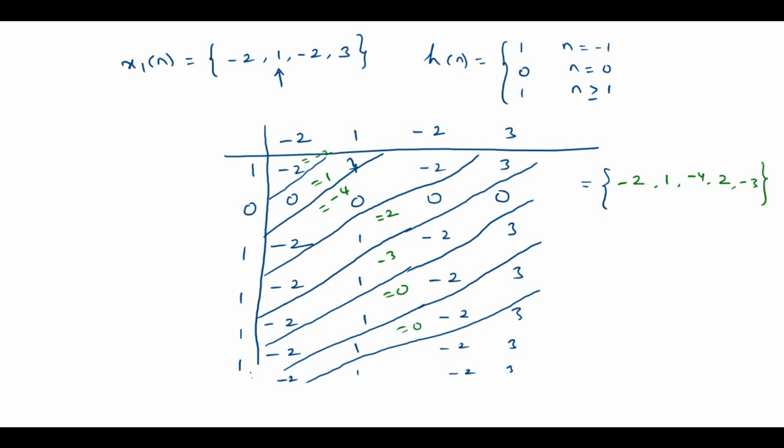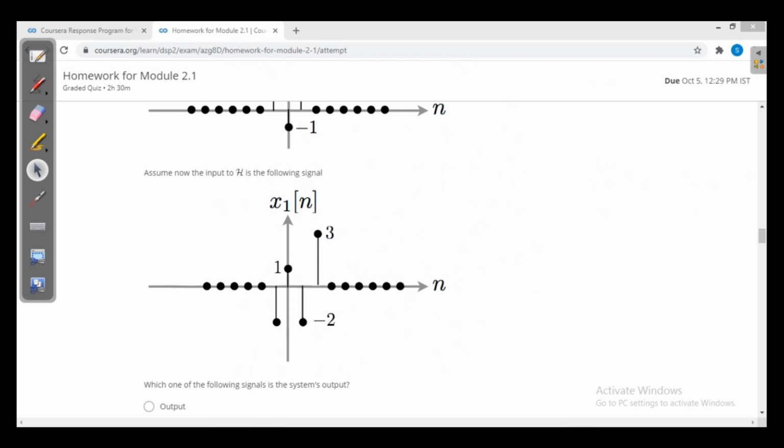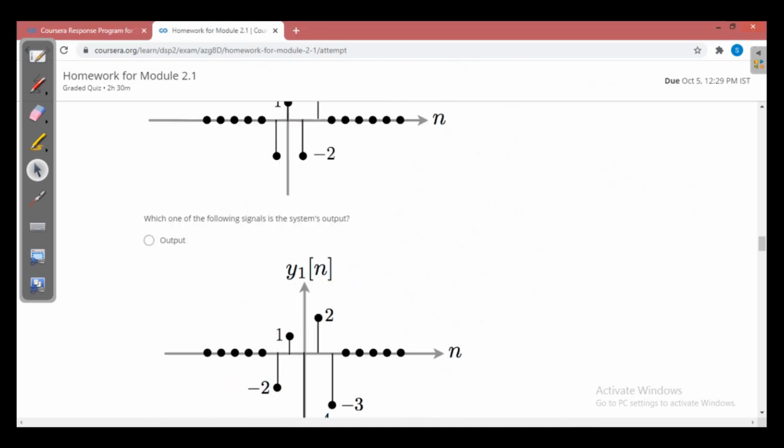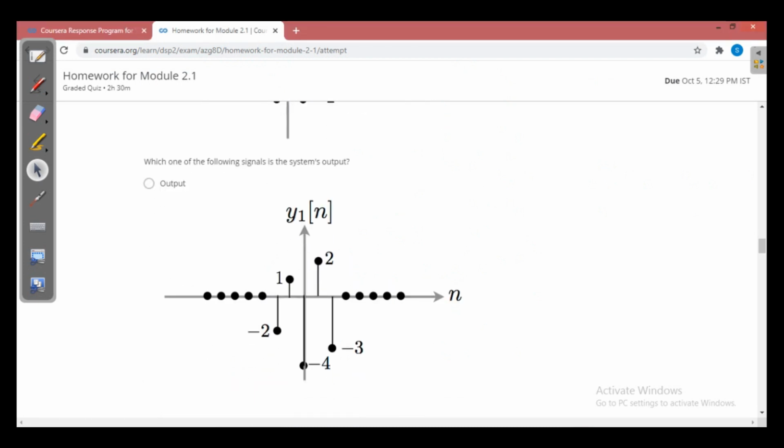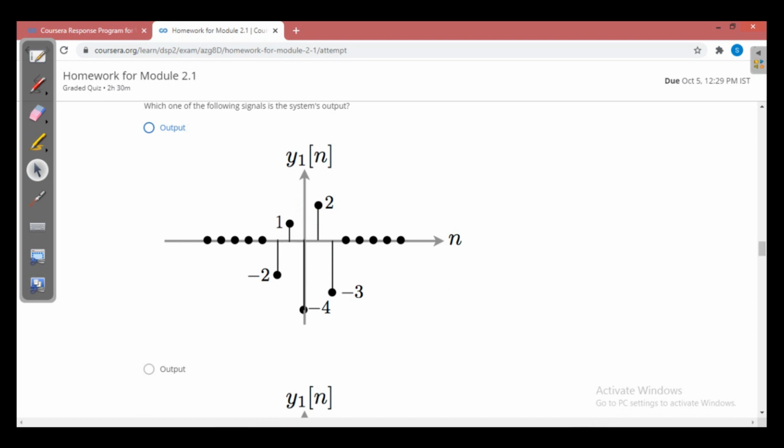So what is the origin value? See, for the input the origin is here, and for this the origin is here. Where we take the product, this is the product. So there is a third block. So this is the origin. Okay, this is your output sequence: -2 1 -4 2 -3. See, this one, the -2 1 -4 2 -3. This is your output.